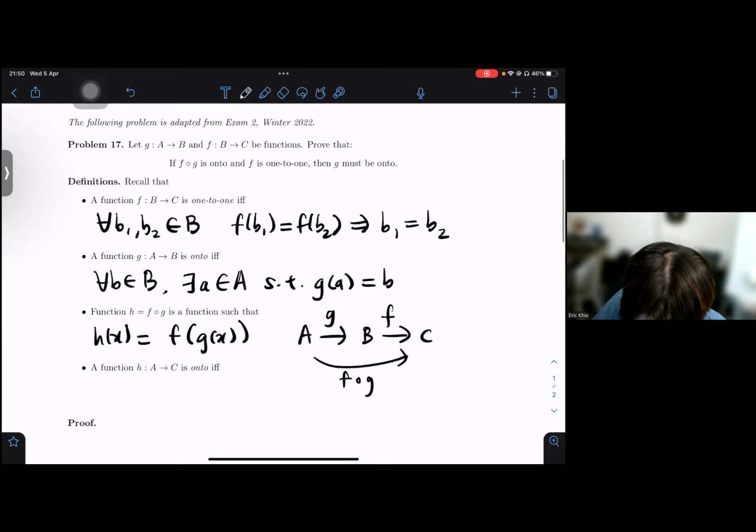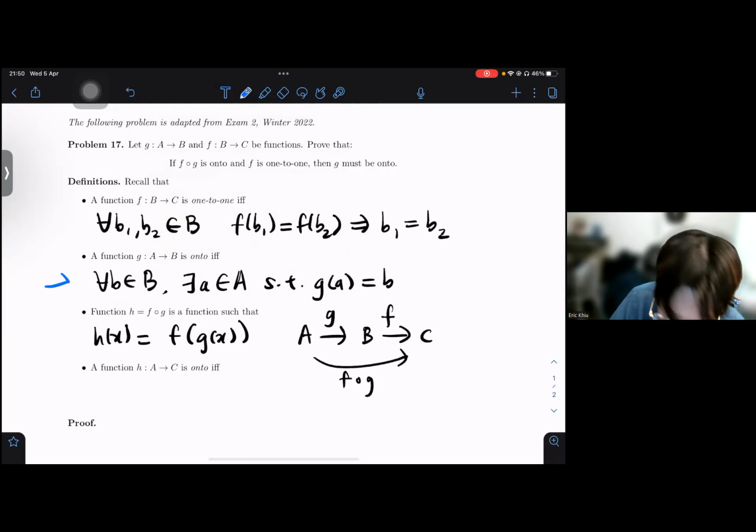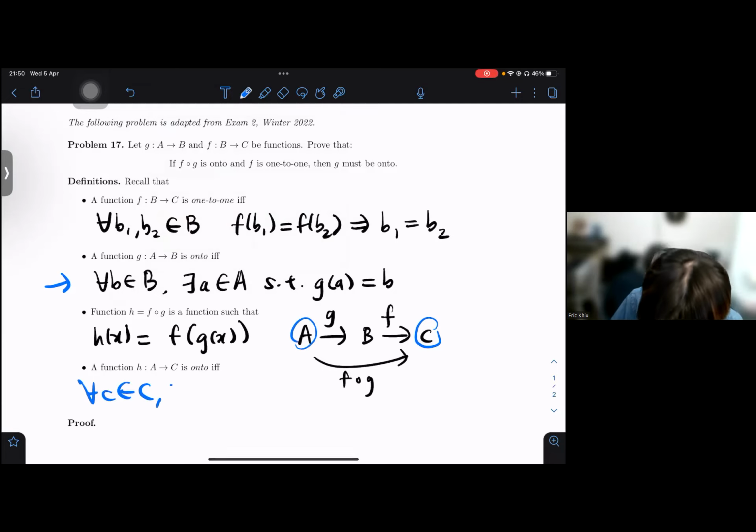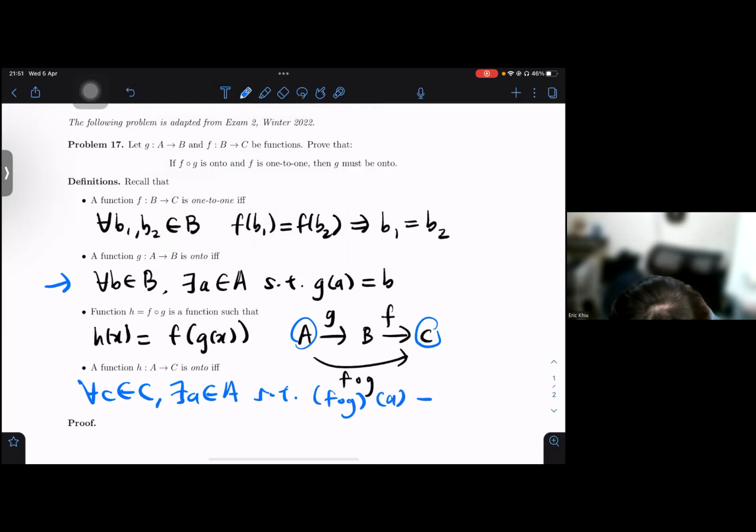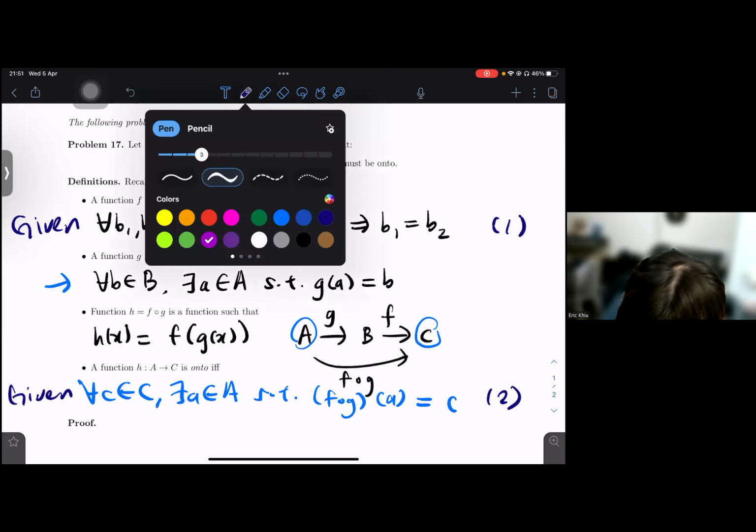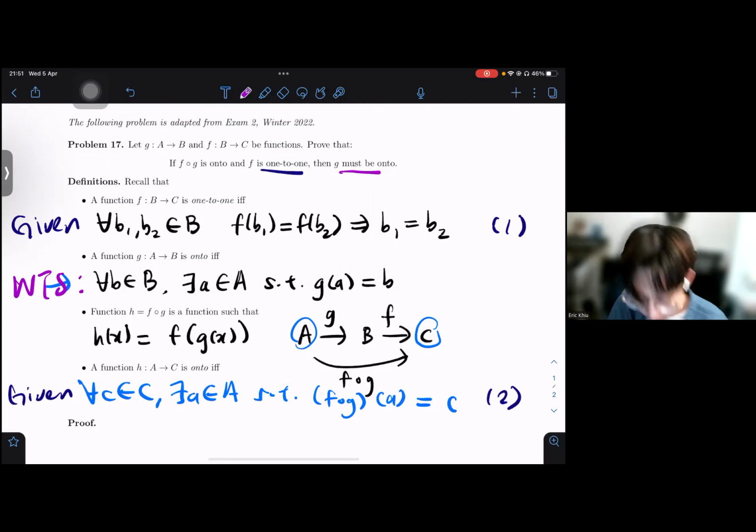And we know that f composite g is onto, which we already know what it means for a function to be onto. I just need to replicate this definition over here. We know that the codomain for f composite g is C. So for all C in C, the domain is still A, there exists an A in A such that this function f composite g will bring that A to this C. So we are given this, and we are also given this. Let's call them 1 and 2. And we want to show that g is onto, which is this.